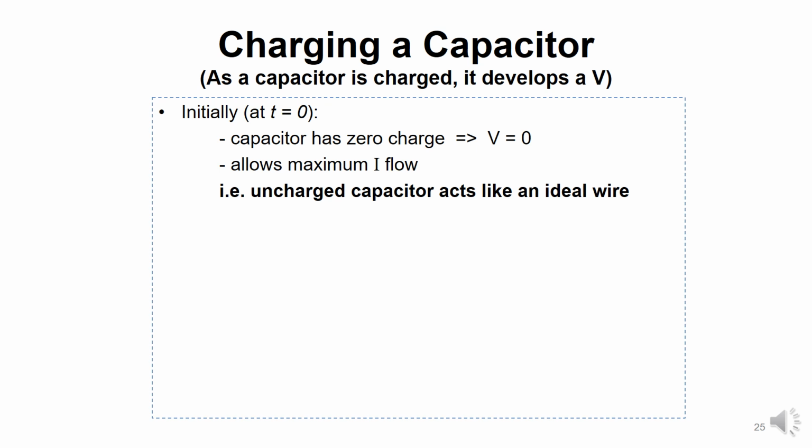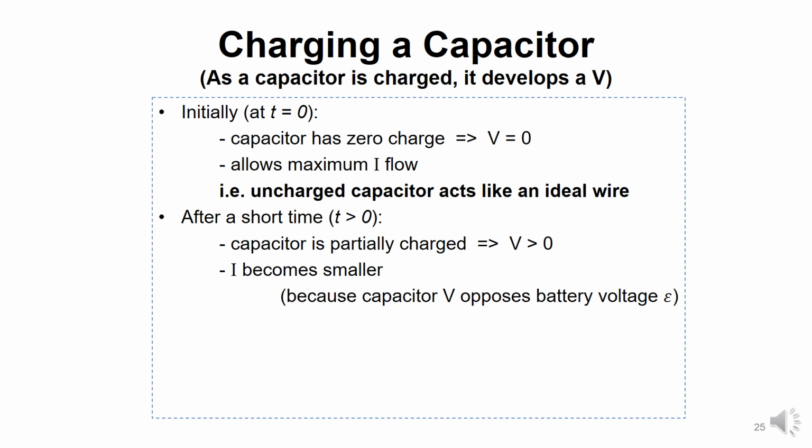So we have the statement written in bold: when a capacitor is uncharged, it acts like an ideal wire and doesn't obstruct the flow of current. It allows maximum current to flow through. This happens only at the instant you close the switch. So what happens if you keep the switch closed and let more and more current flow?